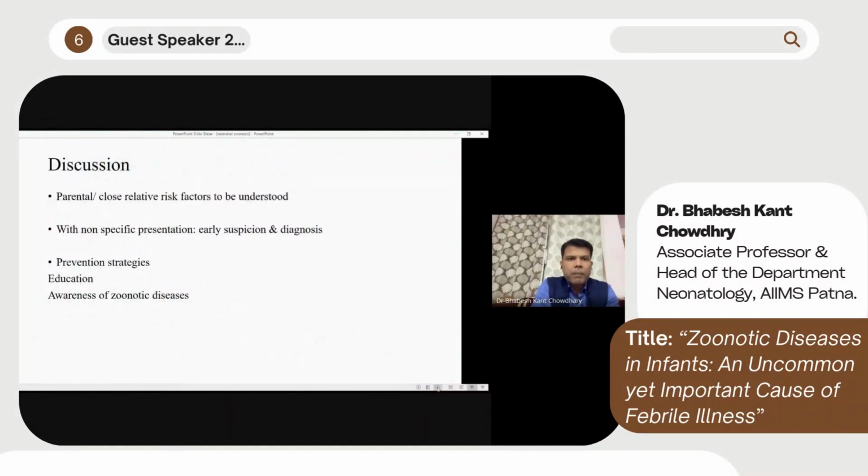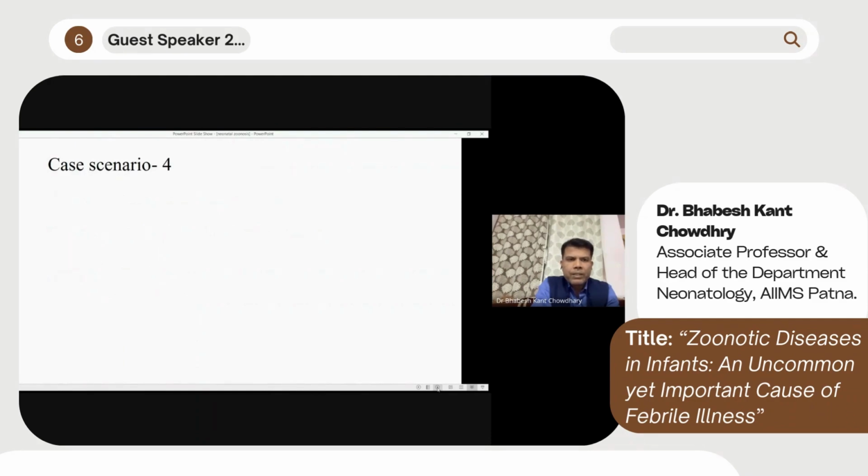Here the parent or close relative is a risk factor, and this needs to be understood for disease management. Most of the time the presentation is non-specific and mingles with neonatal sepsis. So early suspicion is required for diagnosis as well as management. And for the preventive part, as we discussed, education and awareness regarding zoonotic disease is required. Next slide, please. Now this is case 4.